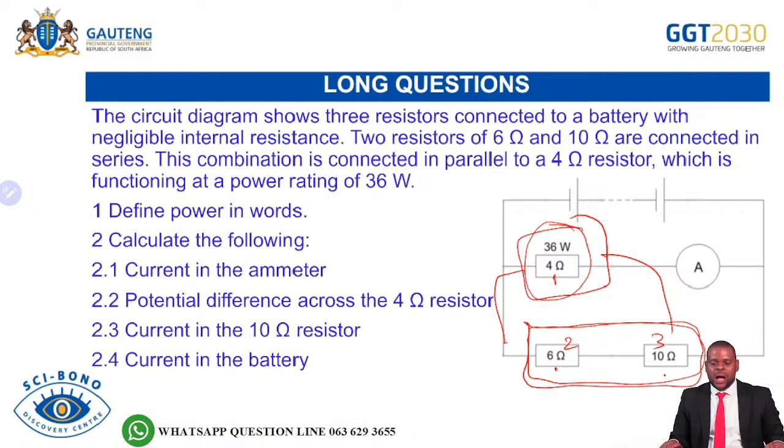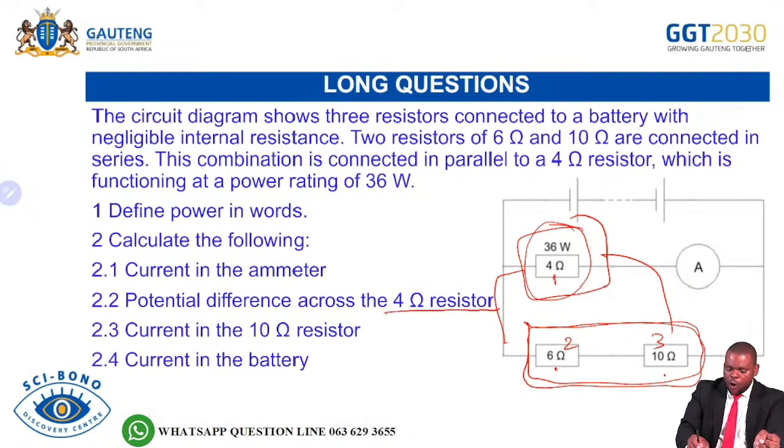Define power in watts. That is number 1. Number 2 says, calculate the following. We're going to calculate what? Current. They want us to calculate what? Current. They want us to calculate what? Potential difference across 4 ohm.